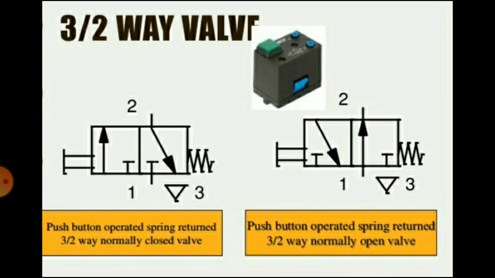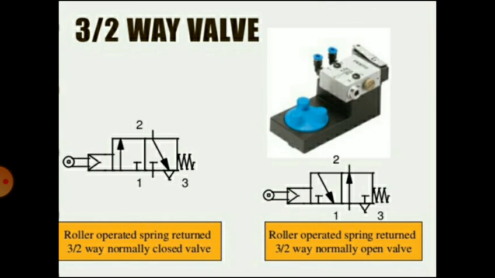Then the 3 by 2 way valve. In the left hand side diagram, it is a push button operated spring return 3 by 2 way normally closed valve. And on the right hand side there is a push button operated spring return 3 by 2 way valve, and it is a normally open valve. So this is the symbolic representation of the 3 by 2 normally open and normally closed valve. Then this is shown according to the method of actuation.